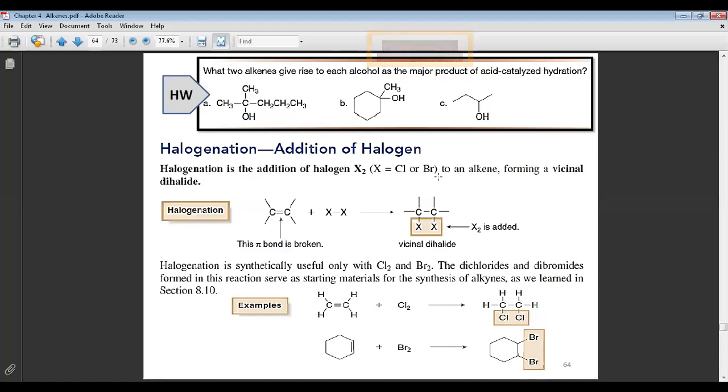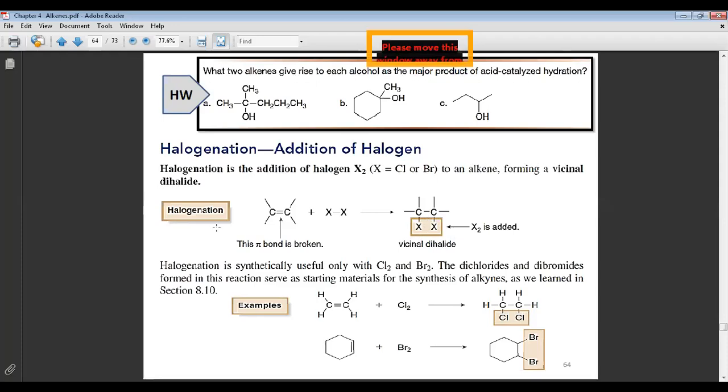A chlor or a brom, not the fluor, not the iode, because the fluor is so active and the reaction of iodine is a very, very slow reaction. Okay. Now, the chlor or brom adds to an alkene, forming vicinal dihalide. Dihalide means you have two halogens near each other. That means both of the halogen atoms are on neighboring carbons. Okay? Both of the halogen atoms on the neighboring carbons, we say vicinal dihalide.